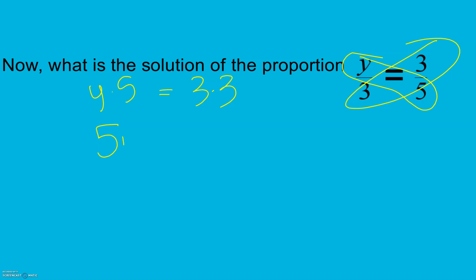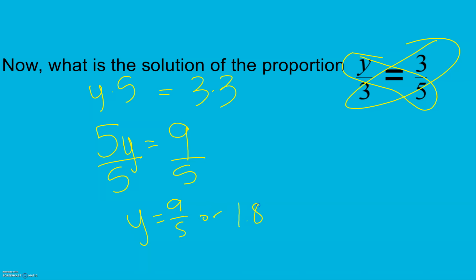So if I simplify my left side and simplify my right side and then divide to get my variable by itself, I get 9/5, or 1.8. And if we plug it back in here, it will work.